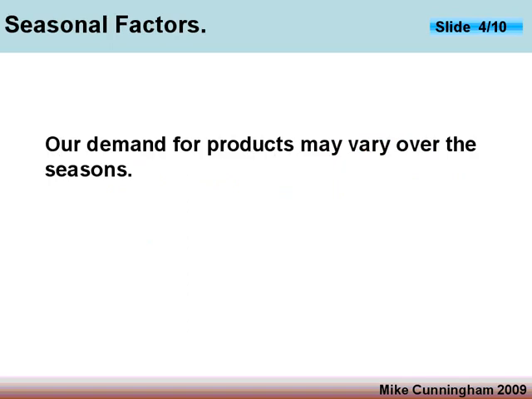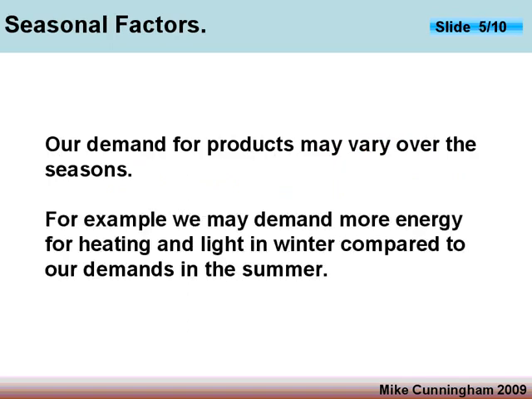Well, our demand for products may vary over seasons. Take an example. Our demand for energy, for example, for heating, for light, and so on. Our demand for energy in winter is greater than in summer. We demand more energy in winter. So there is a seasonal component. We can envisage that the demand for perhaps ice cream might be more in the summer than in winter. The demand for amusements by the sea will be more in summer than in the winter, and so on. So there are seasonal components to be taken into account.